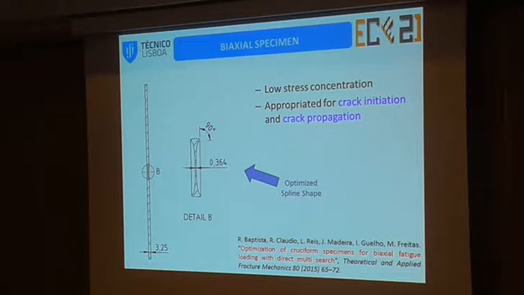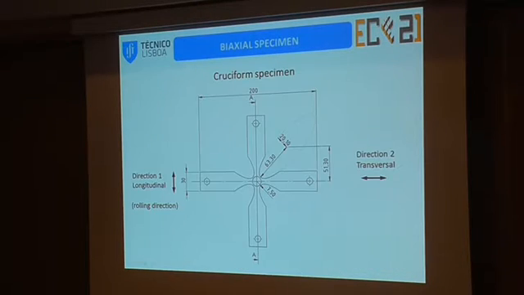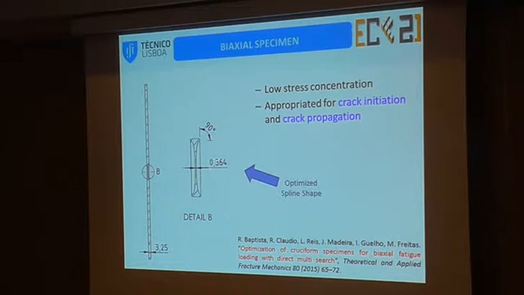We should optimize this specimen to make sure that we have a low stress concentration and also a constant field of stress here, because we want to ensure that the failure occurs here in the center of the specimen. So we have 0.364 millimeters here, and the thickness of the specimen is 3.25 millimeters.